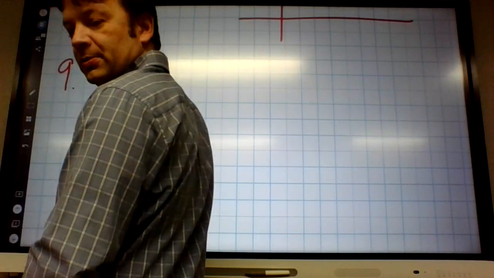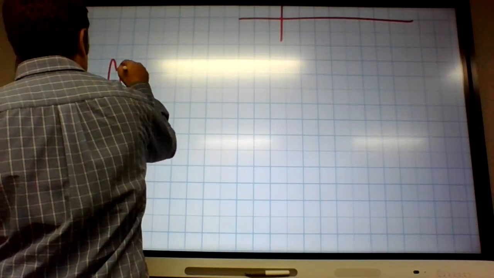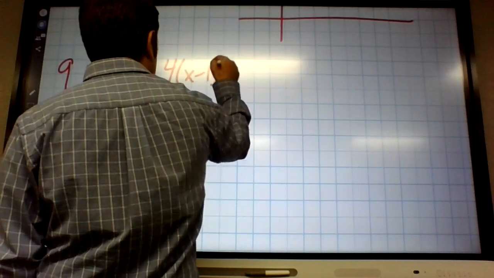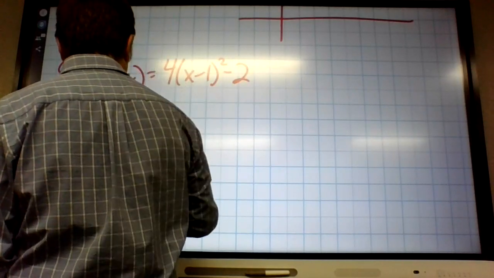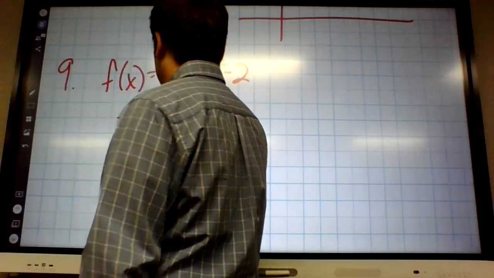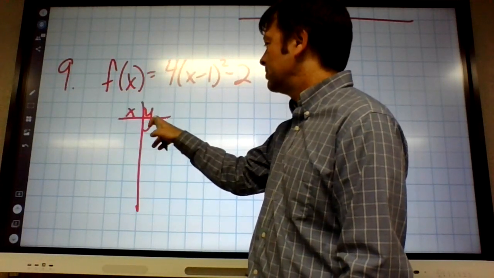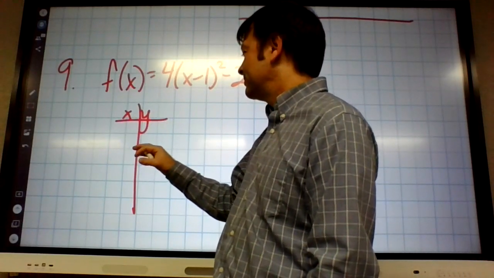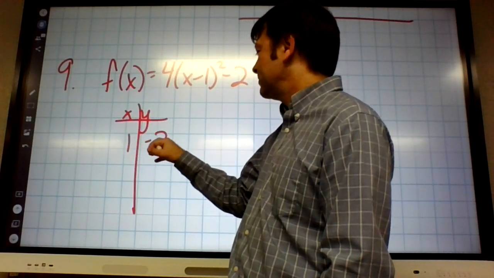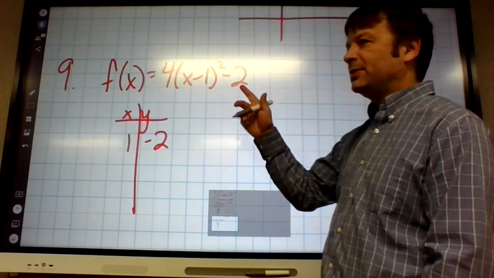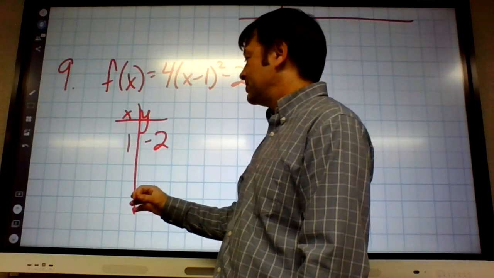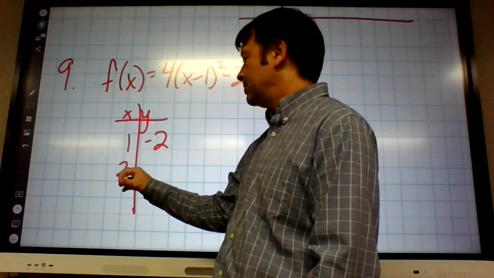4(x minus 1) squared minus 2. Alright, where is the vertex? It is at 1, negative 2. Okay, positive 1, negative 2. So what should I plug in besides that? 2 and 3. 2 and 3.